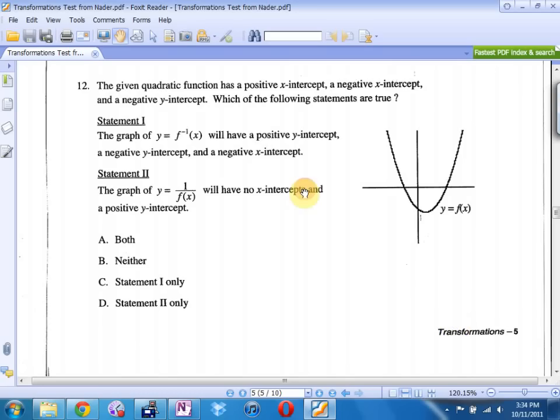What about the y-intercept? How high am I right there, roughly? Negative 2? What would the reciprocal of negative 2 be? Negative a half. Still negative? Will your y-intercept become positive under a reciprocal transformation? That's wrong. The answer here is statement 1 only. The answer here is C.